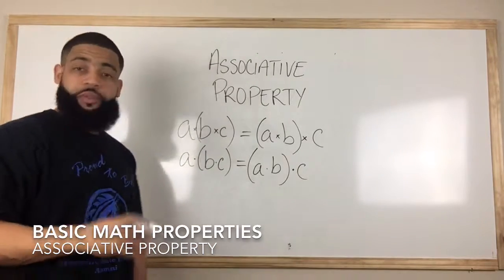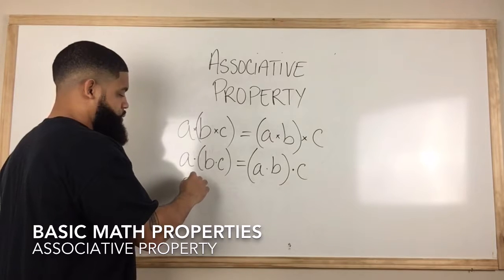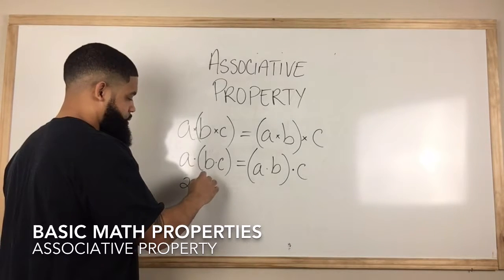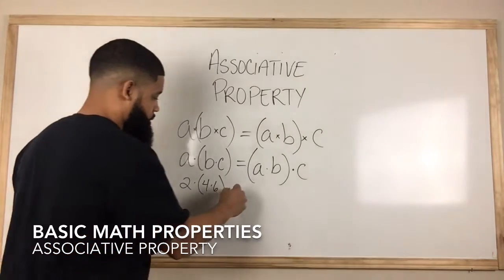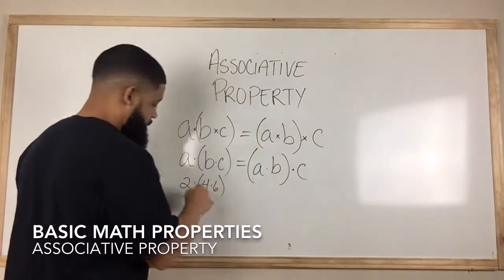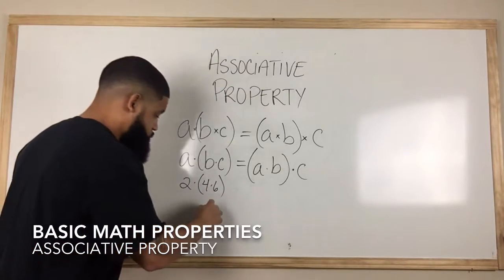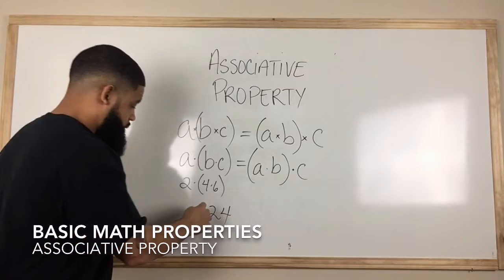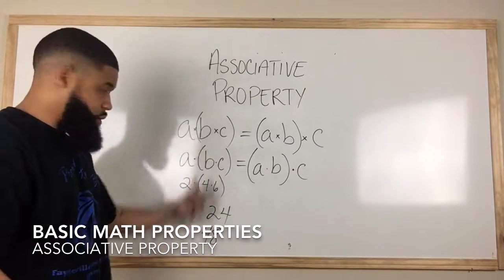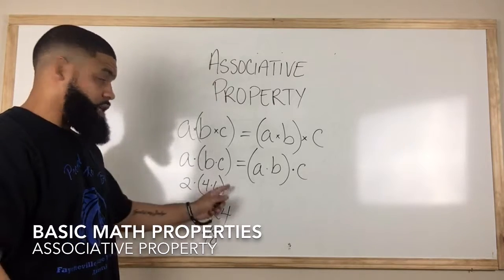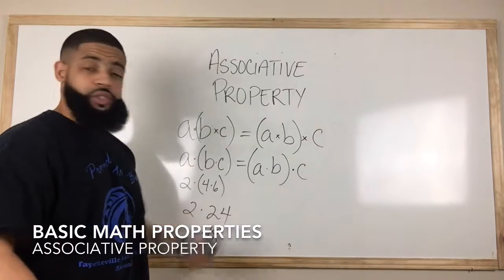So let's choose some numbers. Let's say we have 2 times 4 times 6, okay? And then over here, according to order of operations, we have to do 4 times 6 first, which is 24. And then 24 times 2 is equal to 48. So I did it vertically first. Now, everything on this side is going to have the same product as what's on the right-hand side.